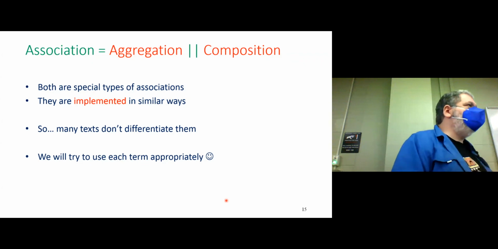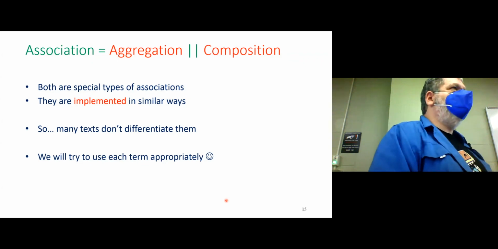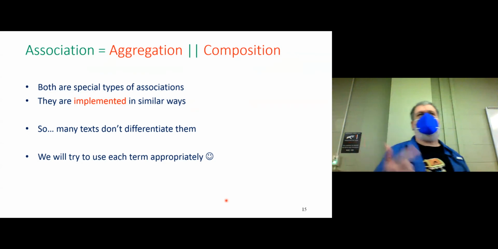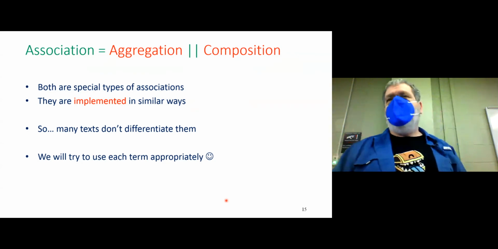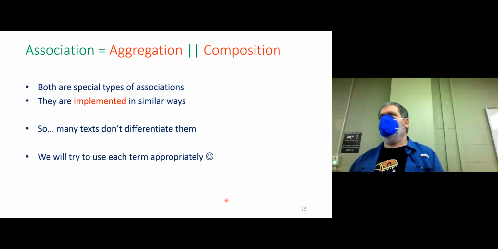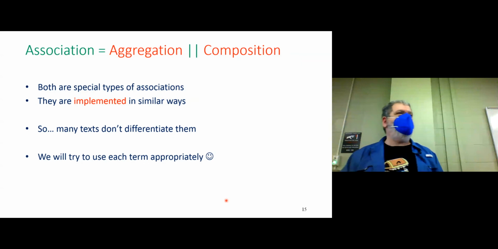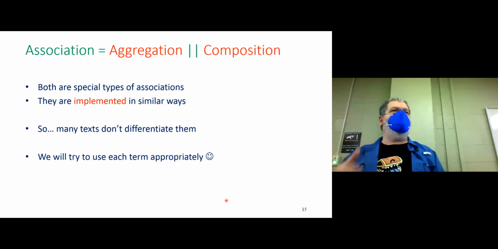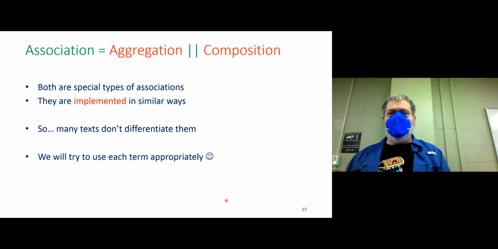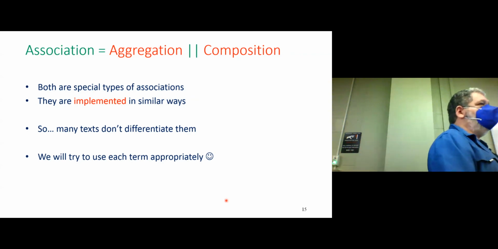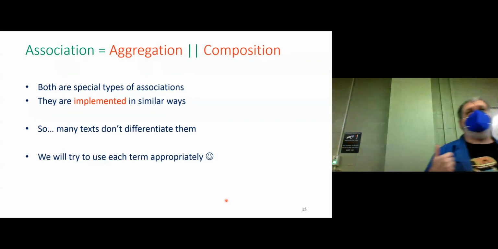And both of them are implemented the same way. They are the same conceptually and the same in terms of implementation, meaning that when I have an aggregation, I'm going to find an attribute that is a reference to another object inside an object. And when I have a composition, guess what? I'm going to find an attribute that is a reference to another object, or maybe an array of them, in both cases. So it's the same implementation, the same concept. For that reason, a lot of people don't even bother differentiating them, and honestly, I don't blame them.